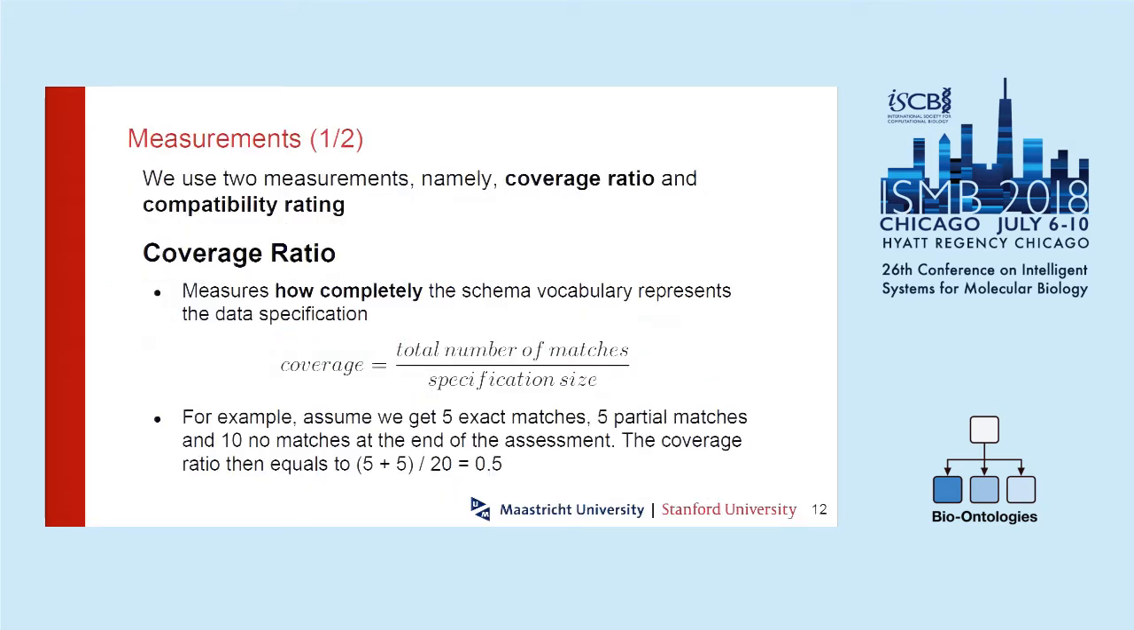After we do this process and collect all these data points, we apply two measurements, namely the coverage ratio and the compatibility rating. It's pretty straightforward. The coverage ratio is just to count how many matches, divided by the specification size. For example, in this toy example, we have 5 exact matches, 5 partial matches, and 10 no matches at the end of this assessment. Then the coverage ratio equals 5 plus 5 divided by 20, so it's 0.5.